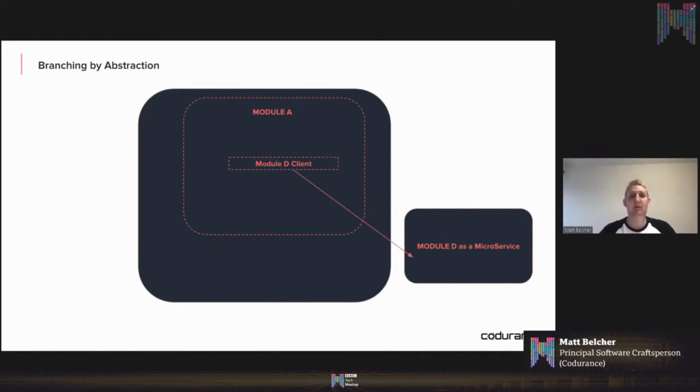And then finally, once we're happy with the new module D as a microservice working alongside our modular monolith, we can remove the old code and clean up, and have module D completely removed from the modular monolith.